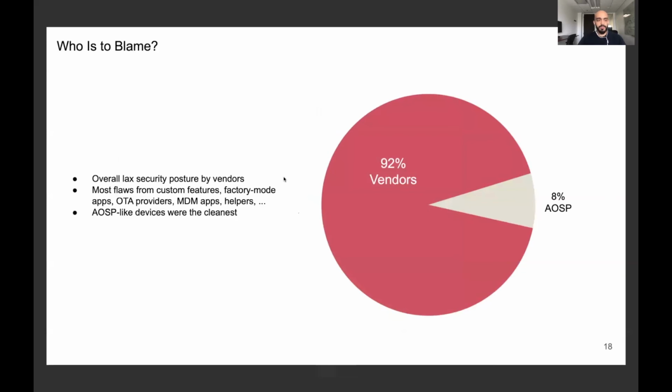So who's to blame for this? We found that 92% of the weaknesses were introduced by vendors, and we actually found that a lot of the code that vendors add has a lax security posture. For instance, they add sensitive components, for example, that manage updates or manage the device itself, or helpers for custom drivers and so on, sometimes without any sort of access control. We also found that the devices that tend to be closer to AOSP, meaning they have less customizations, also tended to contain fewer weaknesses.